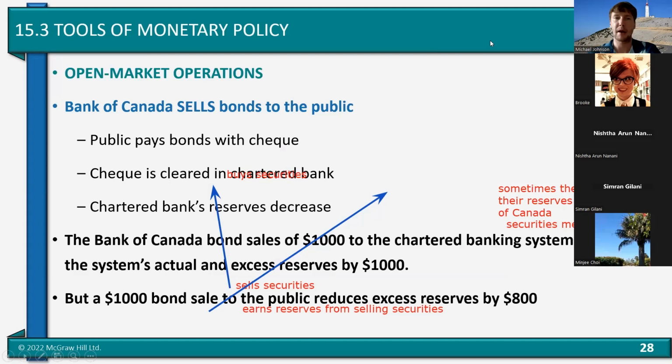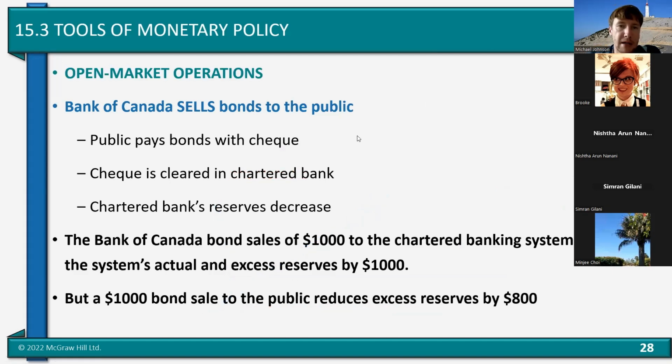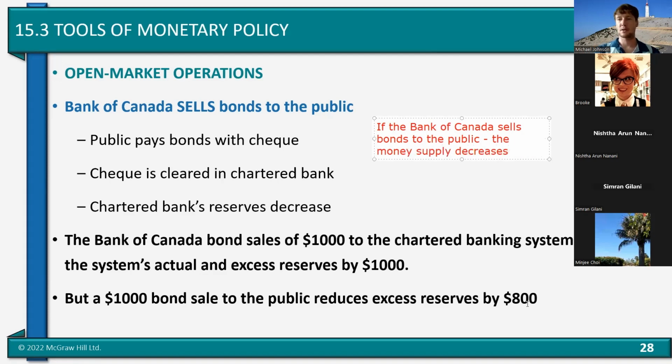So open market operations. The Bank of Canada sells bonds to the public. The public buys bonds with a check. The check is cleared in the charter bank. The charter bank's reserves decrease. So the Bank of Canada's bond sales of $1,000 to the charter banking system reduce the system's actual and excess reserves by $1,000. But a $1,000 bond sale to the public reduces excess reserves by $800. So in this case, if the Bank of Canada sells bonds to the public, the money supply goes down. So that's what happens here.